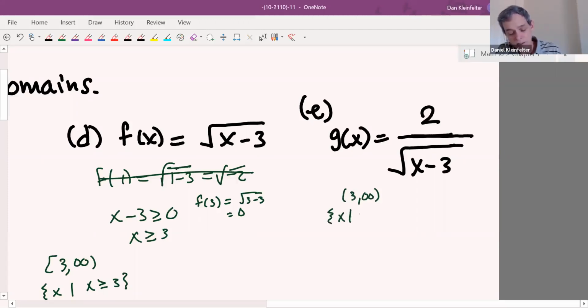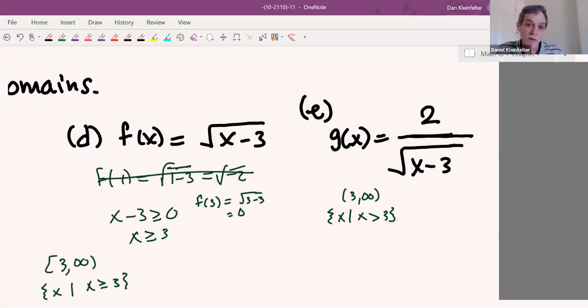And then in set builder notation, the set of all x such that x is greater than 3, not just greater than or equal to 3. So you have to be very careful. You have to make sure that all of the pieces to it are satisfied. You have to check, am I dividing by 0 and I shouldn't be? Are we trying to take the square root, or other even root, of a negative number, and maybe we shouldn't be? So you have to watch out for those things.